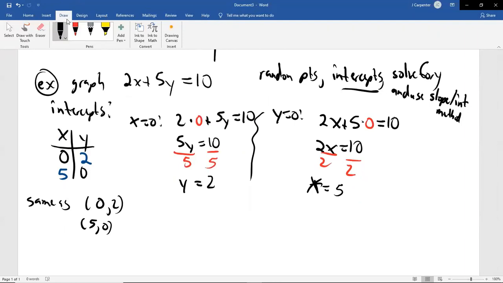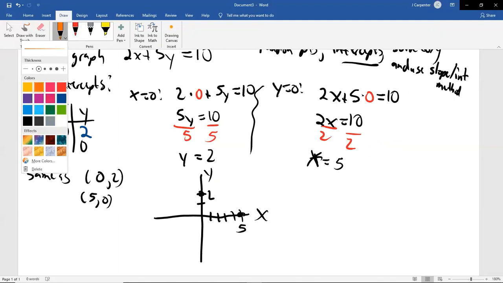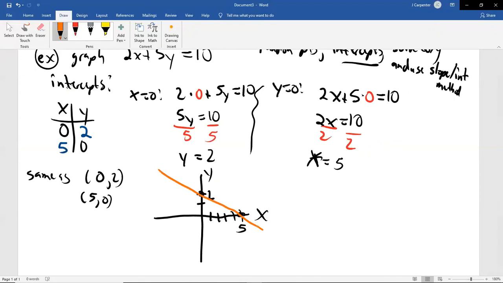Nice thing about intercepts is they're going to be sitting on the axes. So 0 comma 2, that's left or right 0 and up 2. There's our first point. 5 comma 0, that's right 5, 1, 2, 3, 4, 5, and up or down 0. Connect with a line. I'll do this one in orange. I'm going to do the best I can. In MyMathLab, all you do is just click the two points using the line feature and it'll make that for you. It's kind of nice. There's a graph.